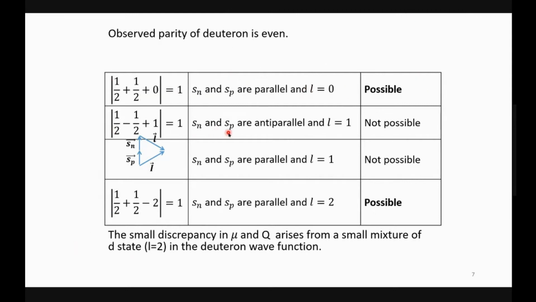If Sn and Sp are anti-parallel and L is equal to 1, or Sn and Sp are parallel and L is equal to 1, in both cases, though the total angular momentum could be 1, the parity becomes odd. Hence, this is not possible. And the other possibility is Sn and Sp are parallel and L value is 2, which also makes a possibility. So we can have the L is equal to 0 state and the L is equal to 2 state with even parity and a total spin of 1 for the existence of the diatron.